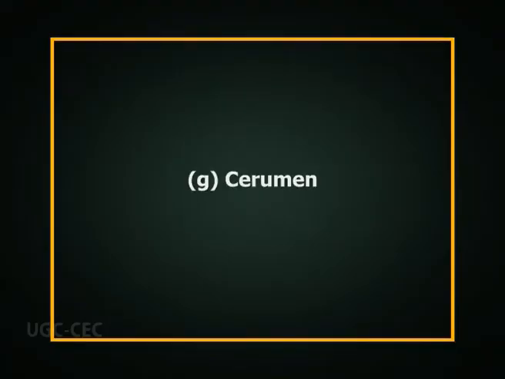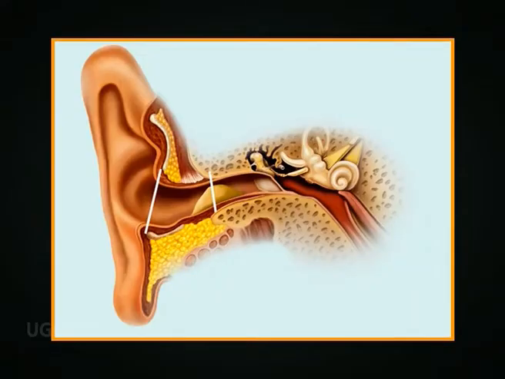Now, cerumen. Cerumen, or earwax, a bitter brownish secretion from the ceruminous glands in the auditory canal, traps dust and bacteria. It contains an effective antibacterial component and also prevents entry of insects.